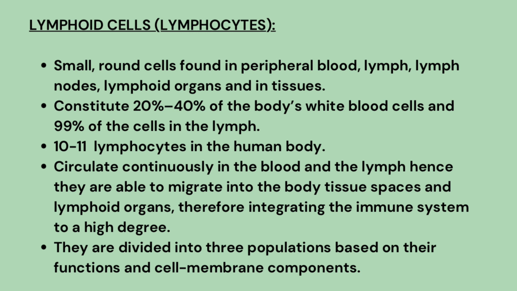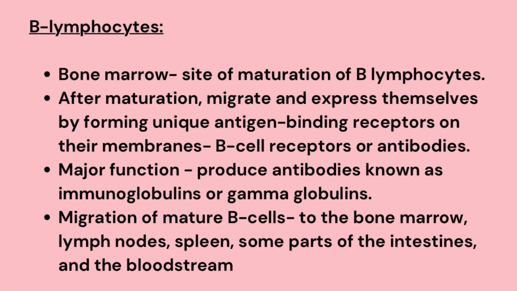These lymphocytes are divided into three populations based on their function and cell membrane components. As we said before, they are B lymphocytes, T lymphocytes and natural killer cells. So now let's discuss B lymphocytes. Bone marrow is the site of maturation of B lymphocytes.